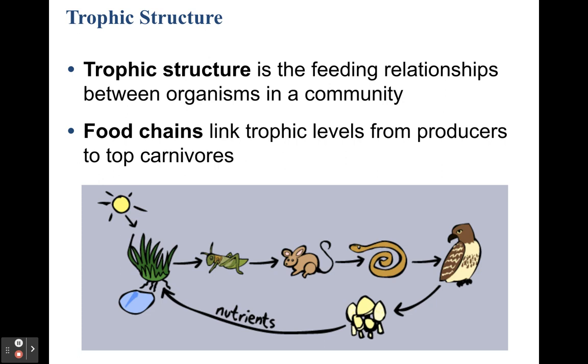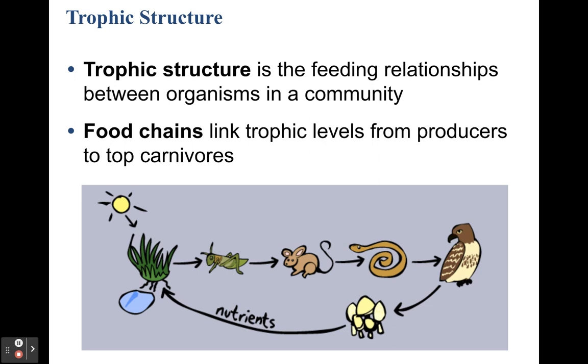So when you hear the term trophic, I want you to think of the terms we've already learned, and that would be heterotrophs and autotrophs. Troph refers to feeding, and so a heterotroph is other feeding. It has to get its food from another place, whereas an autotroph is self-feeding. It makes its own food.